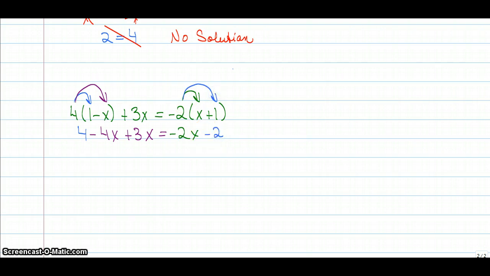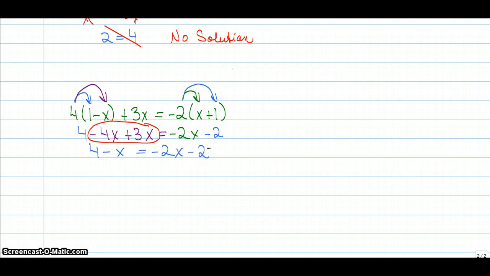Now I'm going to look on each side of my equal sign and see if I have any like terms to combine. I have negative 2x minus 2. No like terms there. 4 minus 4x plus 3x. I have negative 4x plus 3x. I'm going to take the small number from the large number, keep the sign of the large. So I'm going to have 4 minus 1x, or minus x, is equal to negative 2x minus 2.